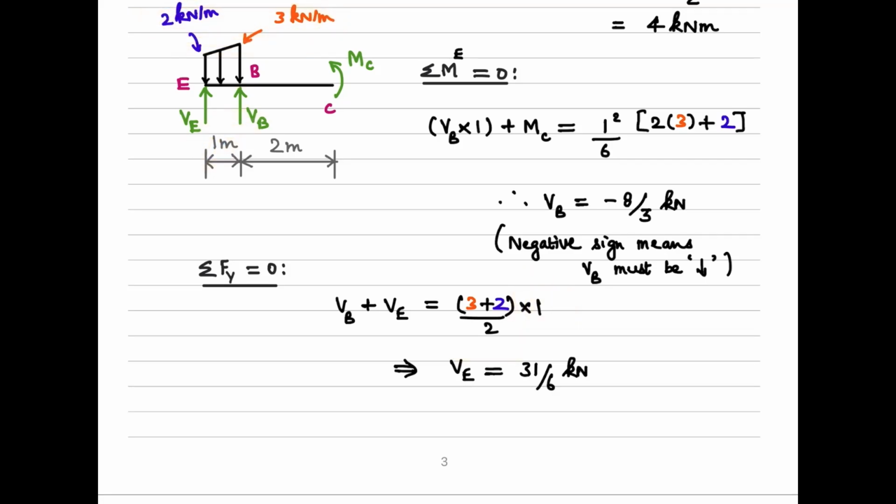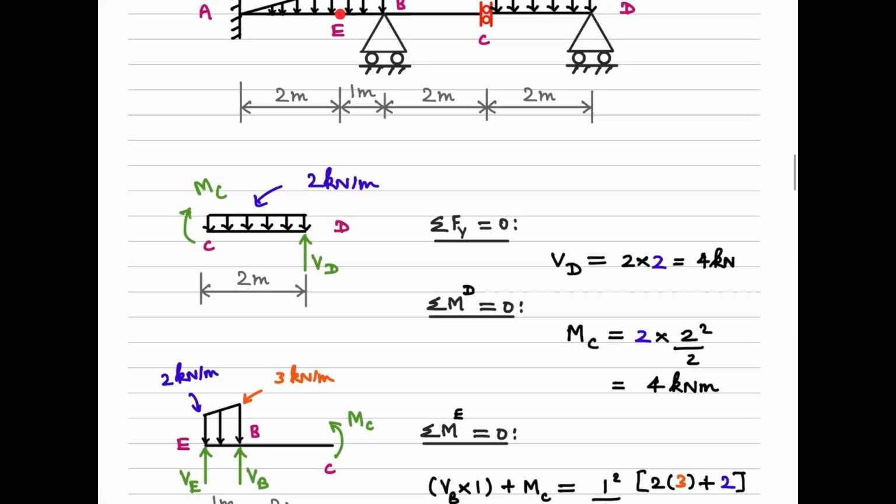And mind that we need to use this value of VB as such, with the negative sign itself. So when this VB goes to the right hand side, it will become plus 8 by 3. So 5 by 2 plus 8 by 3, which gives a value of VE equal to 31 by 6 kilonewton. This is positive, which means the assumed direction of VE, that is upward, is fine.